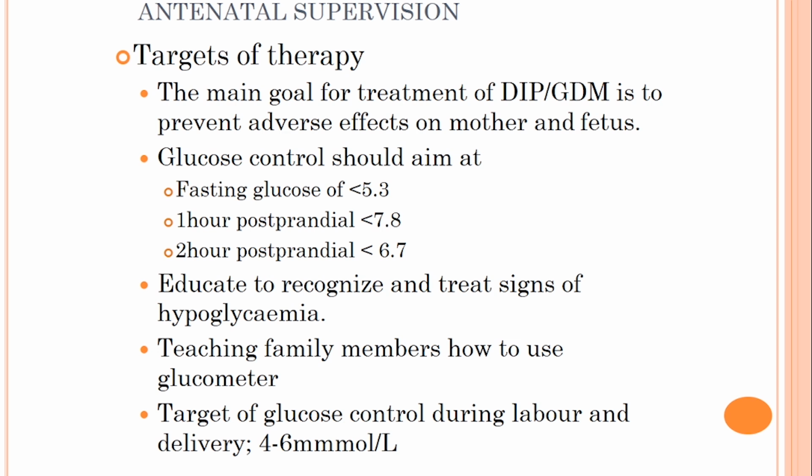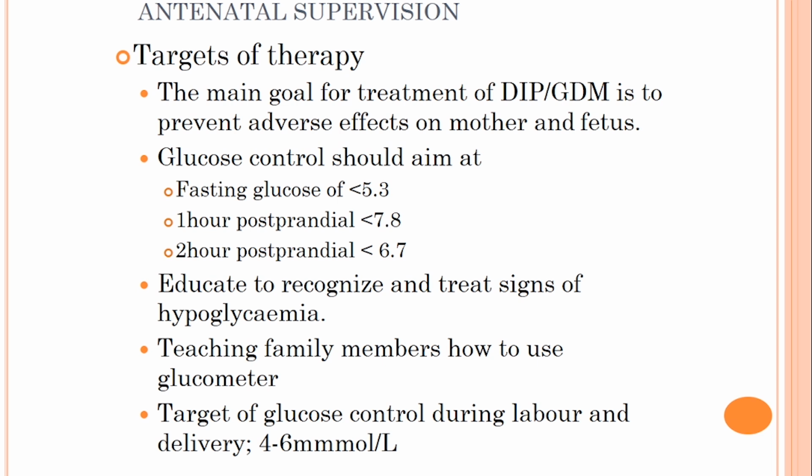The main goal for treatment of diabetes in pregnancy or GDM is to prevent adverse effects on either the mother or the fetus. So, glucose control should aim at which values? Fasting glucose of less than 5.3 millimole per liter, 1 hour postprandial glucose of less than 7.8 millimole per liter, and 2 hour postprandial glucose of less than 6.7 millimole per liter.